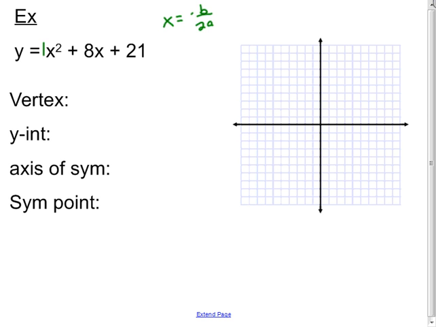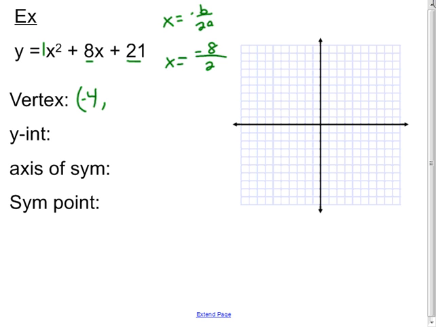Here's a, 1. Here's b, 8. And then, of course, c is 21. So to find the x value of this vertex, x equals the opposite of b, so negative 8, all over 2 times a, which is 2. So the x value of my vertex is negative 4. To find the y value of it, I have to plug it back in.